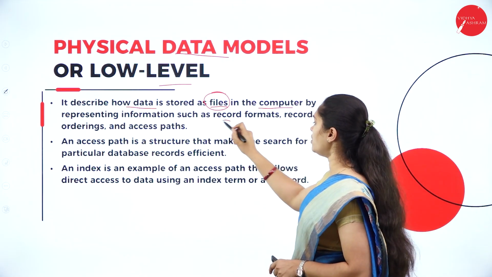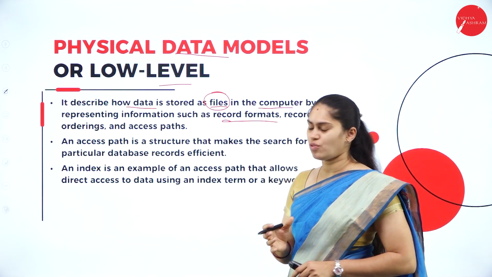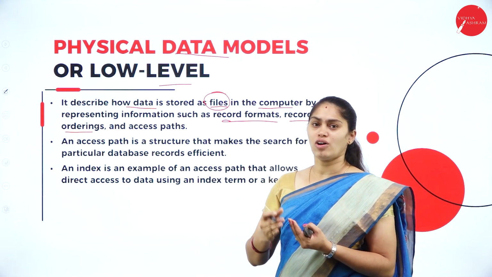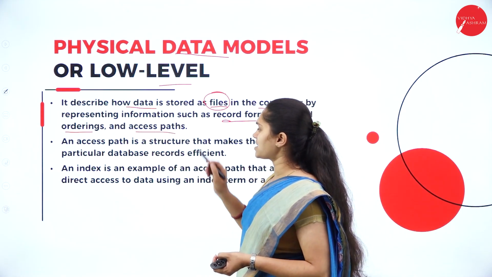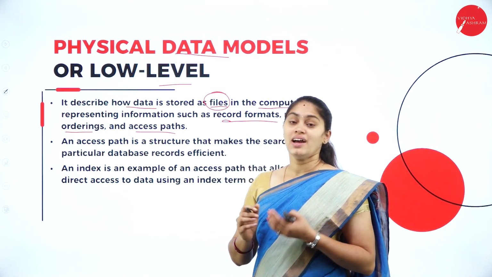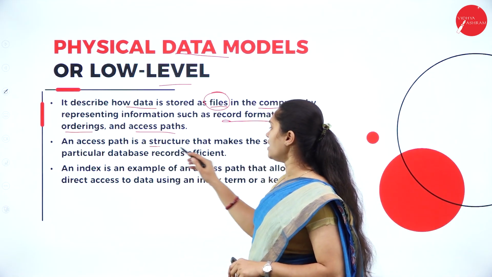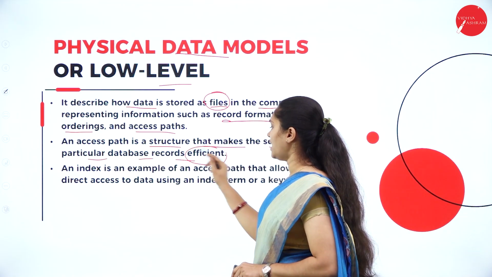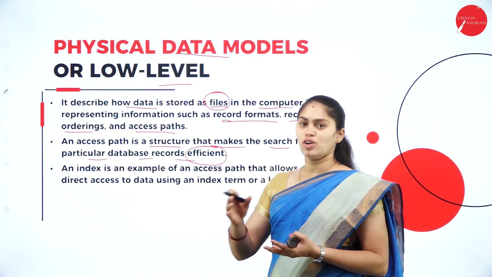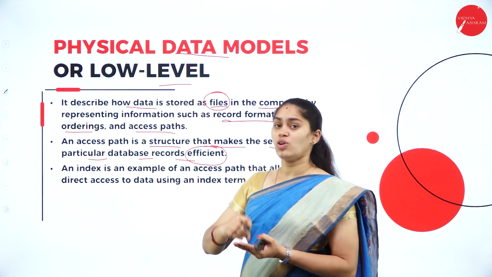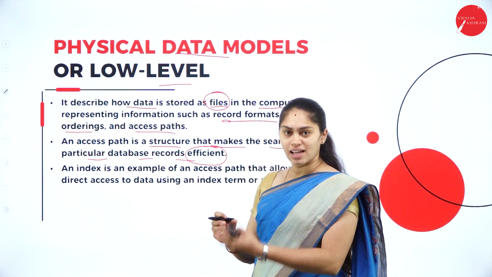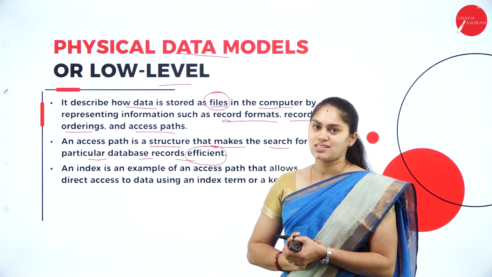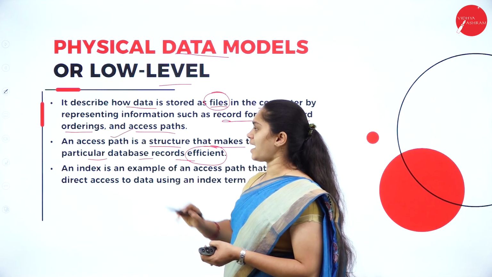that information regarding this file includes record format, what its format is, along with record ordering, how the order of those files is, and then access path, how I can access that. Access path specifies a structure that makes the search for a particular database record efficient. So if I know the index, or where it is in a particular location of a database, then it will be easy to access it. For that reason we require this access path.